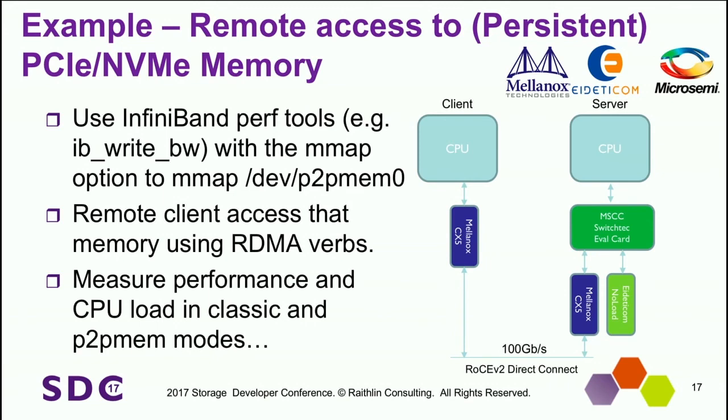For ib_write_bw, we added an upstream-accepted patch that lets you pass in an mmap option to point at the memory. So you just run ib_write_bw with the mmap option pointing at /dev/p2pmem0, and it just works. There are no changes needed in libverbs, and no changes needed in IB core. So this is literally what we're doing.